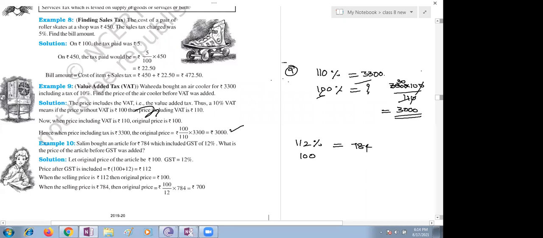Before GST, how much are we thinking? 100%. So what is 100%? We just do the cross multiplication: 784 into 100 by 112. Which table can you use to simplify this, children? If you don't know anything, you can go with the 2 table. The 2 table is very simple. 50 times half of 112.